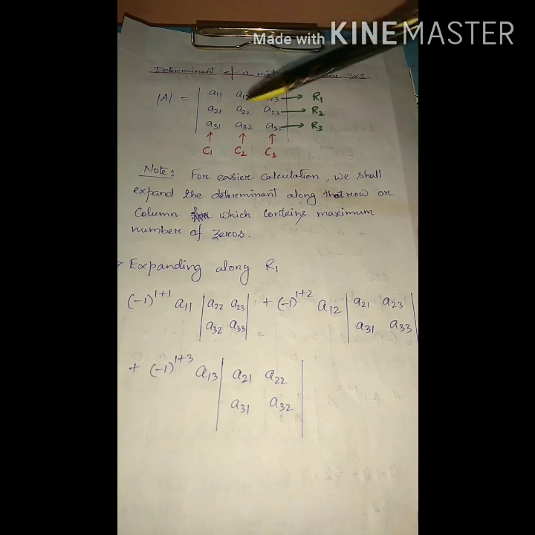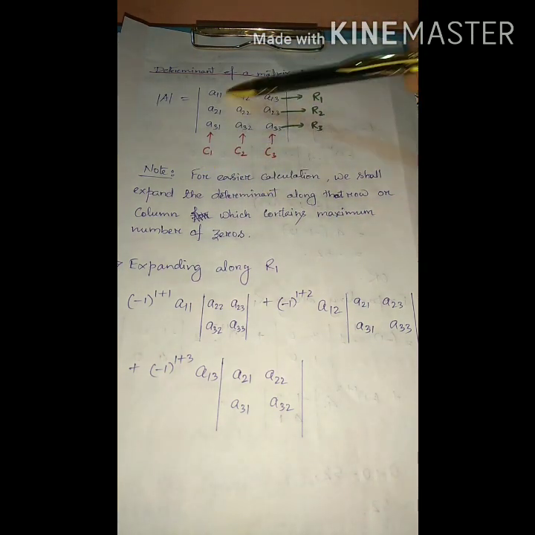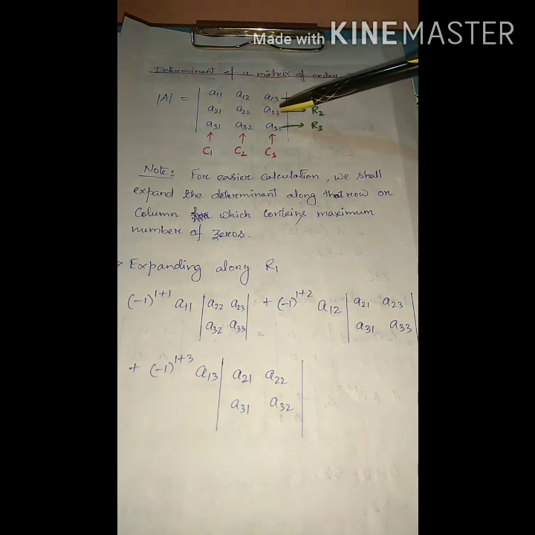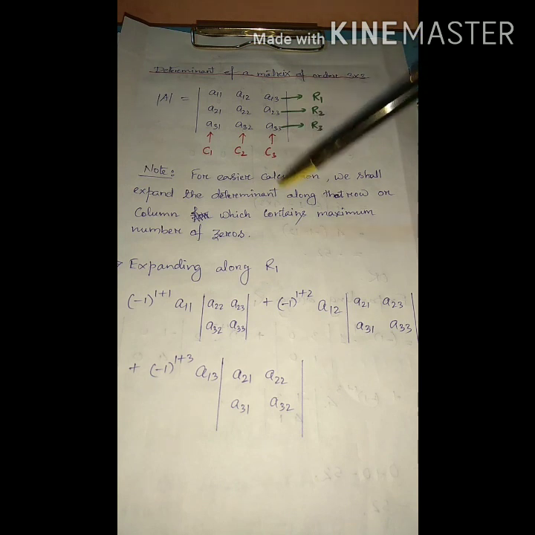So here a note is given: for easier calculation we shall expand the determinant. So that means we have to expand this result. And how can we expand? We expand the result along that row or column which contains the maximum number of zeros. I think all of you understood this one. Later on you will know why we choose this.